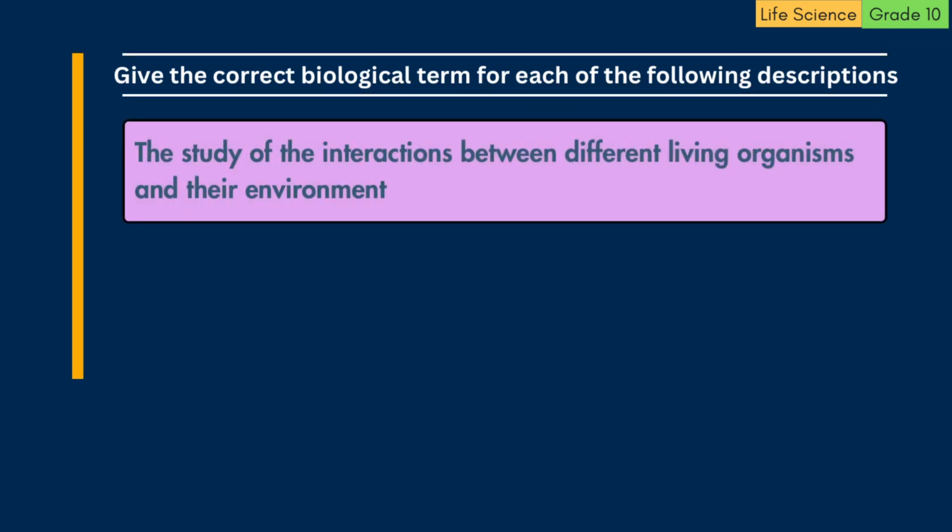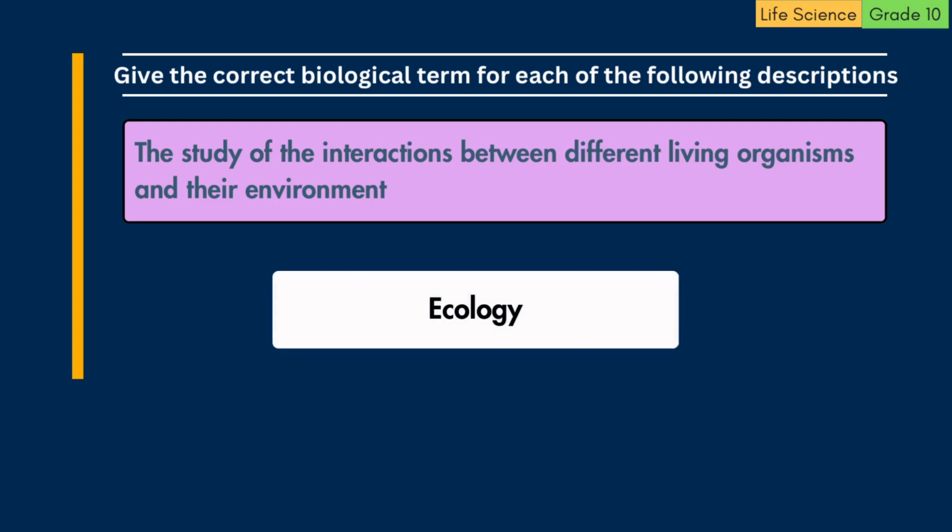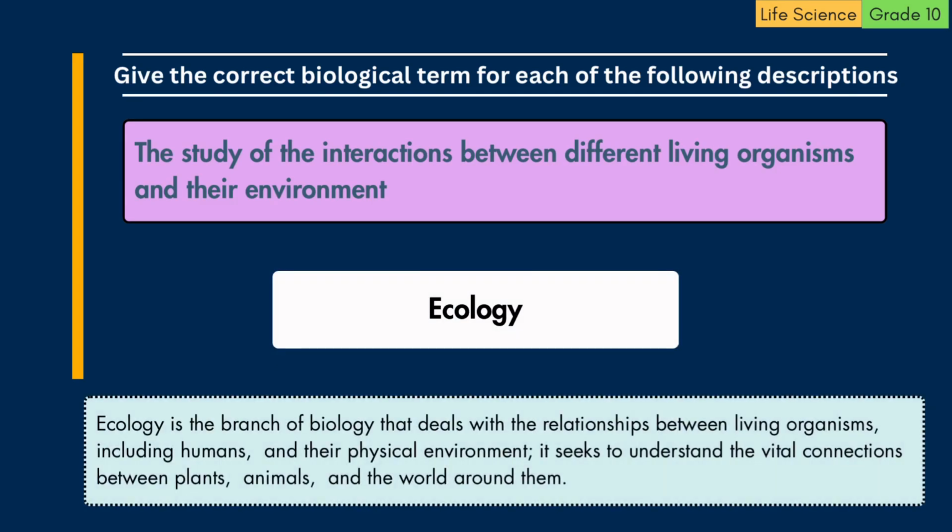Question: the study of the interactions between different living organisms and their environment. The correct answer is ecology. Ecology is the branch of biology that deals with the relationships between living organisms, including humans, and their physical environment. It seeks to understand the vital connections between plants, animals, and the world around them.